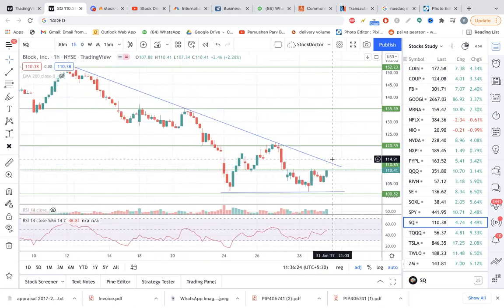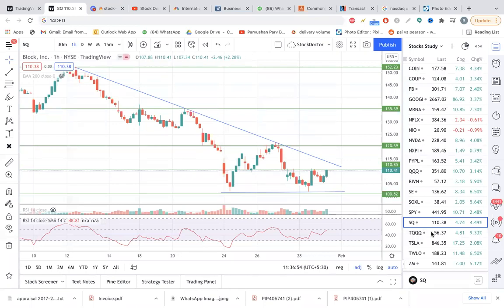And if it breaks this hourly trend line right here, like this, if it creates this kind of candle, then once it starts trading above 110 to 115, there is a high probability that it can go back toward 120, 130, and 135 levels. These are the immediate short-term targets we are seeing on the cards from here.